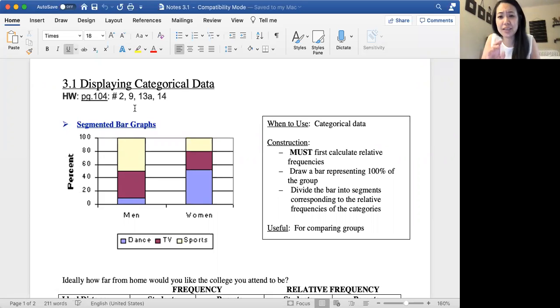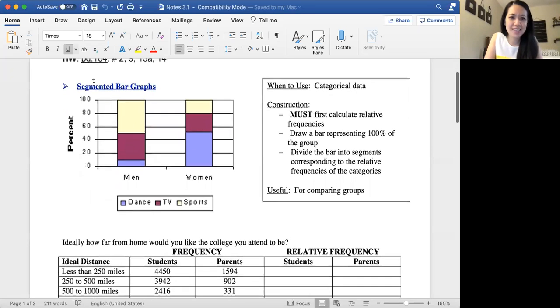The first graph is one that you guys probably aren't familiar with. The second graph is a graph that you guys are probably pretty familiar with, okay? All right, so first one, segmented bar graphs. All right, so when to use? You use it for categorical data, and you use it when you're comparing groups, right? Very useful for comparing groups.